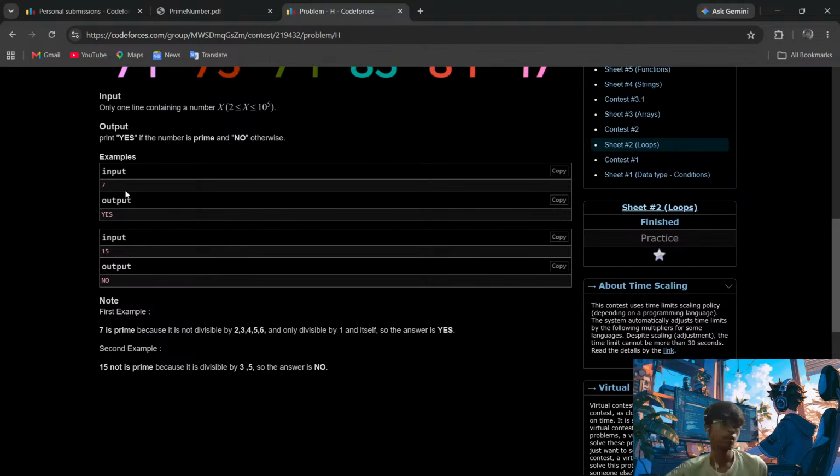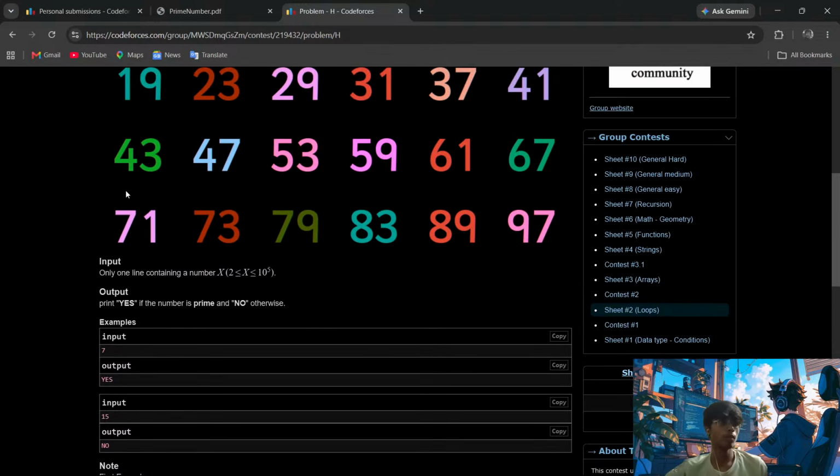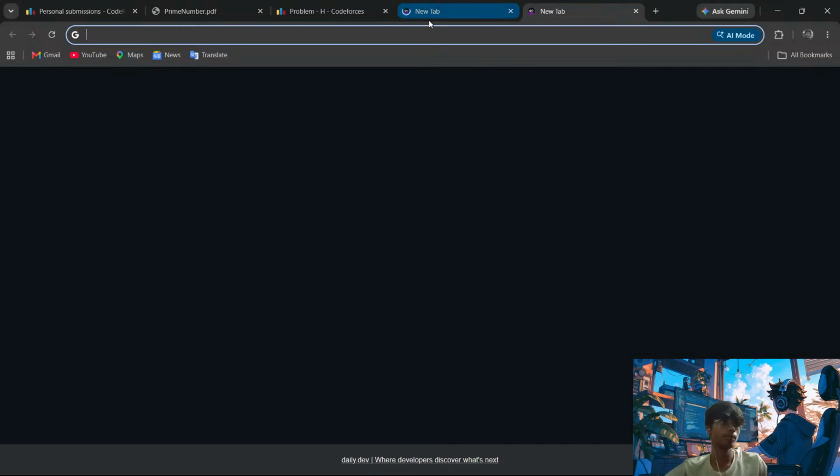So how will we do this? One of the brute force approaches is based on what we actually know about prime numbers. One thing we actually know about prime numbers is, wait a moment.